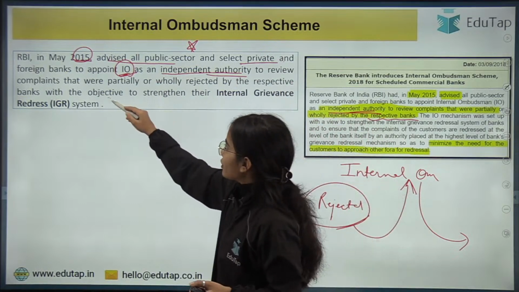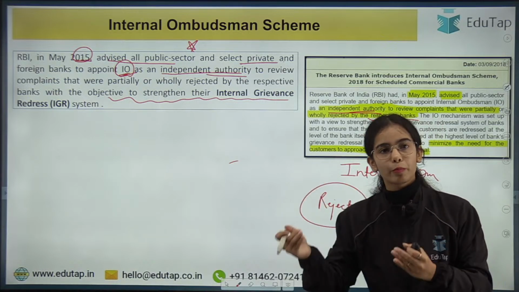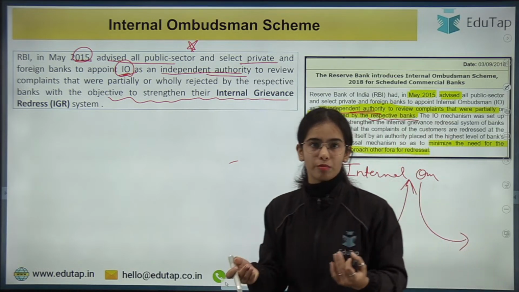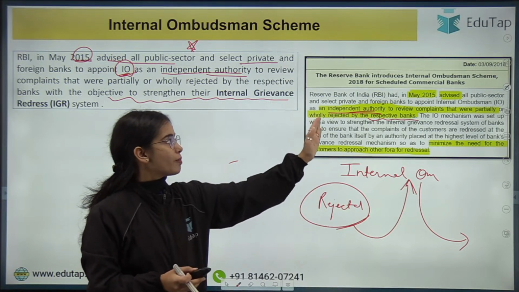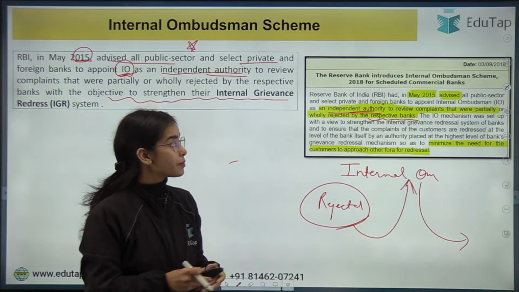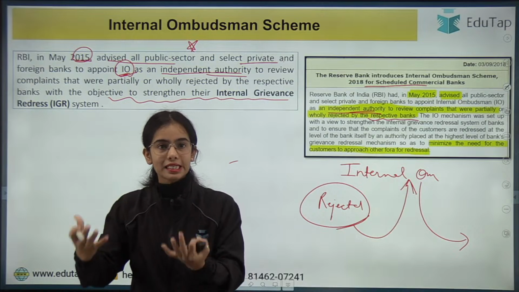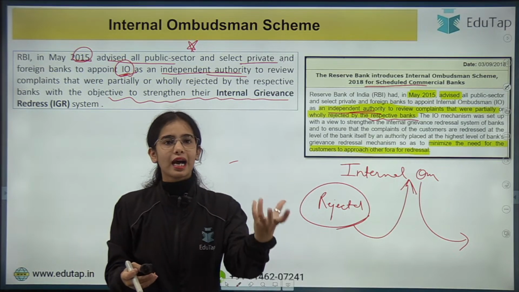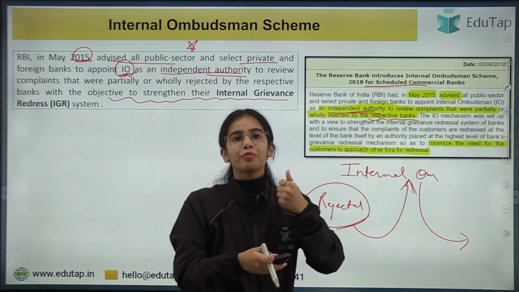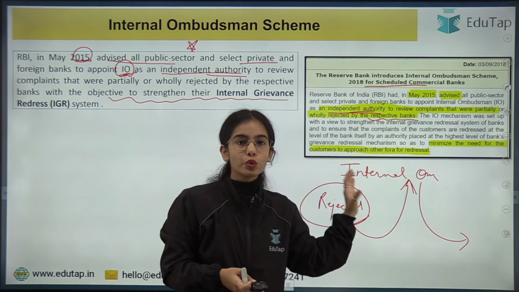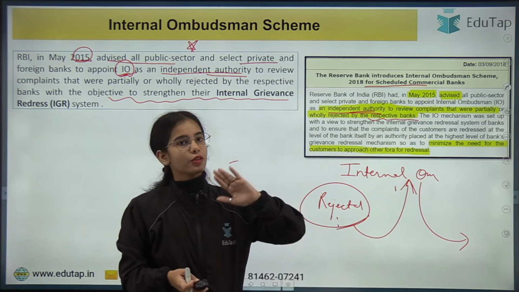So with the objective to strengthen their internal grievance redressal system, it was said that the banks have to employ the internal ombudsman, and in 2018 the guidelines were released. The Reserve Bank introduced the Internal Ombudsman Scheme 2018 for the scheduled commercial banks. In 2015 advice was given to the banks that kindly hire the internal ombudsman, so that your internal grievance redressal mechanism can be made stronger, with a review system for the rejected complaints.